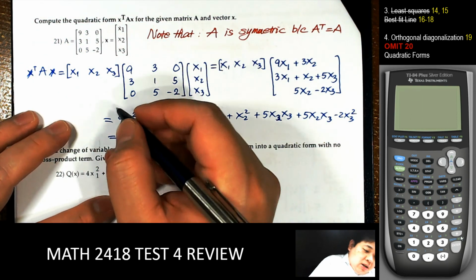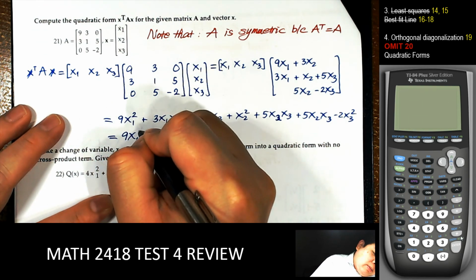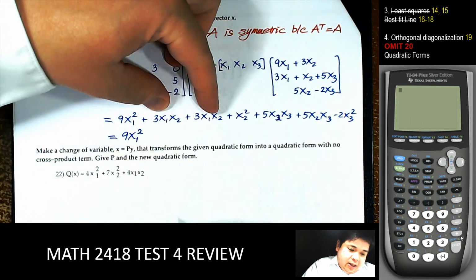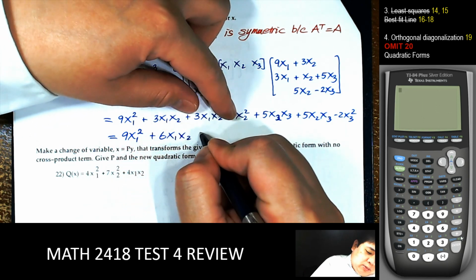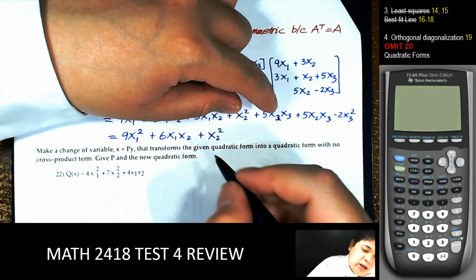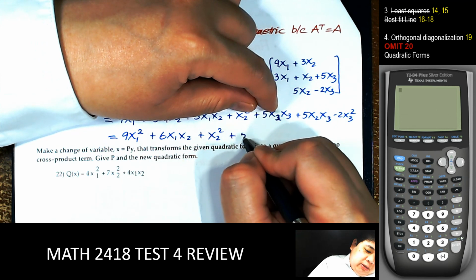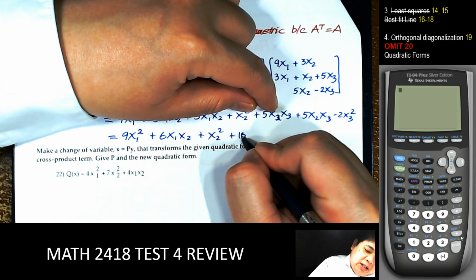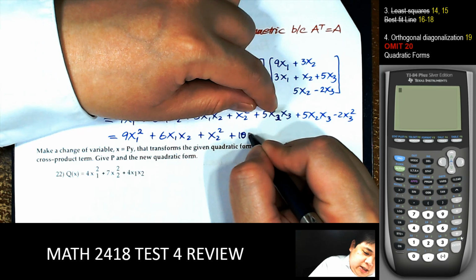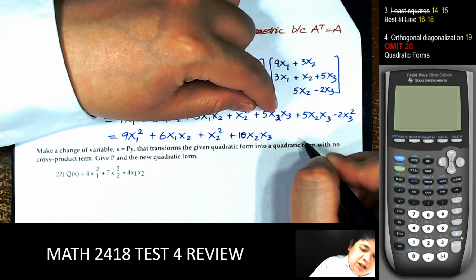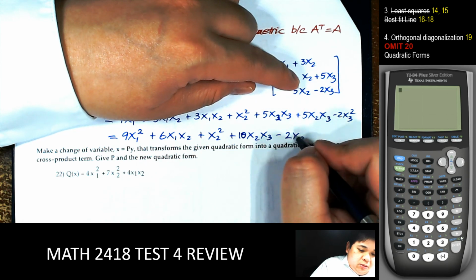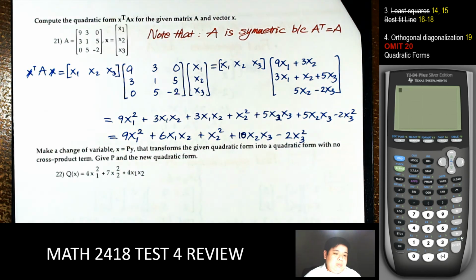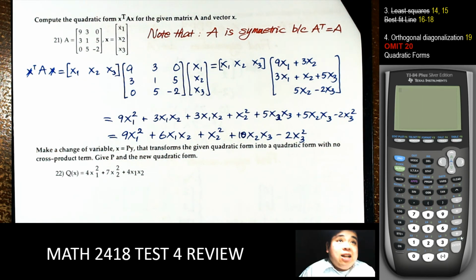Now combine like terms, 9x1 squared. That gives us 6x1 x2, x2 squared. 5 and 5 give us 10 x2 x3 minus 2 x3 squared. Right, so that's it.